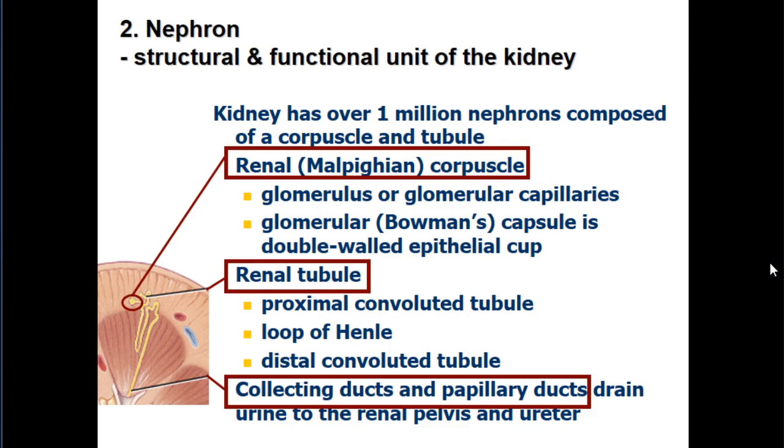The structural and functional unit of the kidney is the nephron. Kidneys have over 1 million nephrons composed of the following parts. You will have the corpuscle and the tubular system. The renal corpuscle consists of the glomerulus, or glomerular capillaries, and the glomerular or Bowman's capsule, which is a double-wall epithelial cup surrounding the glomerulus, and the renal tubular system, which includes the proximal convoluted tubule, loop of Henle, and distal convoluted tubule, which will empty into the collecting ducts.